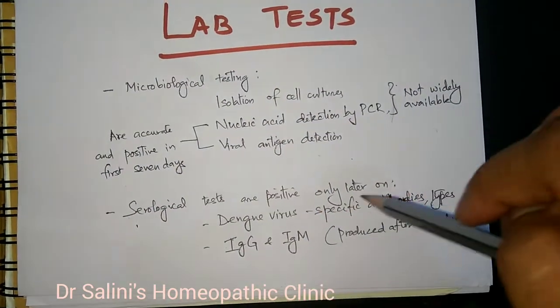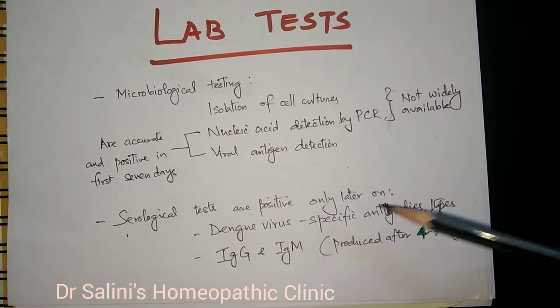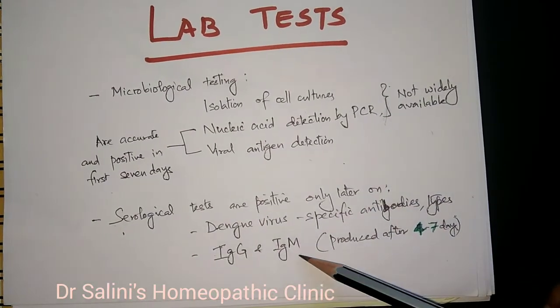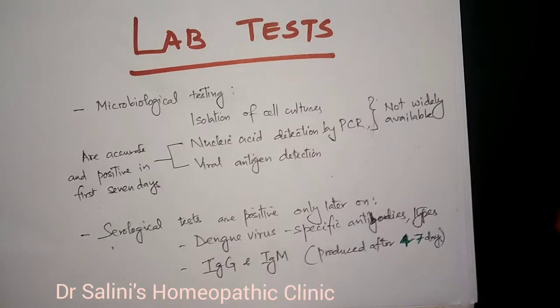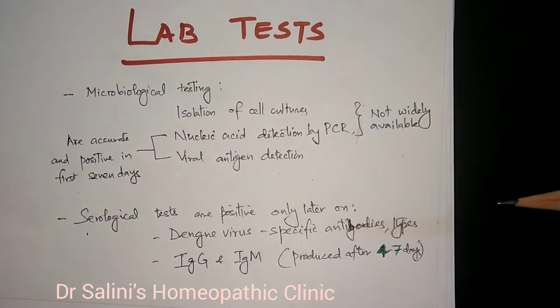Now, serological tests turn positive after a few days, where IgG and IgM dengue virus specific antibodies can be seen in the blood, which can be seen from 4 to 7 days of the dengue fever.